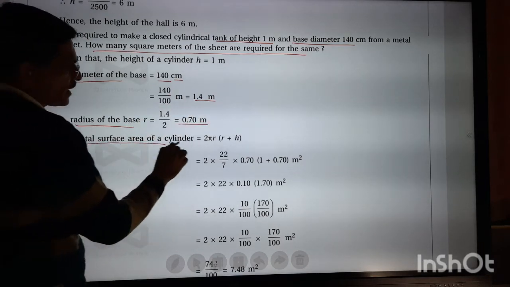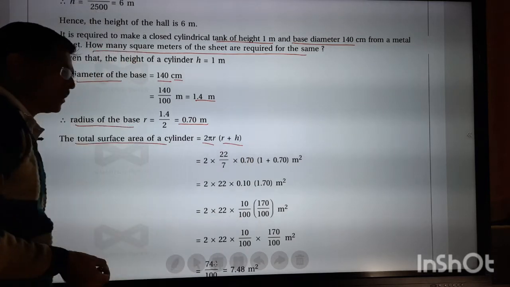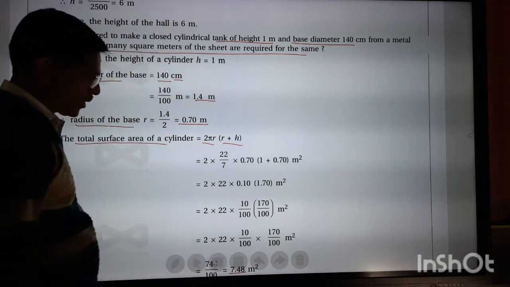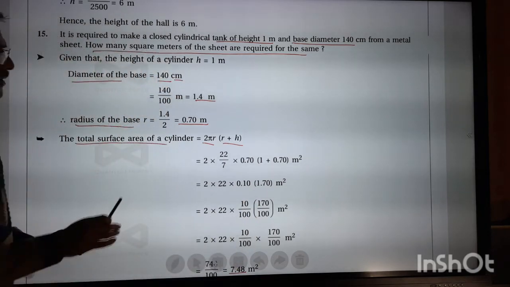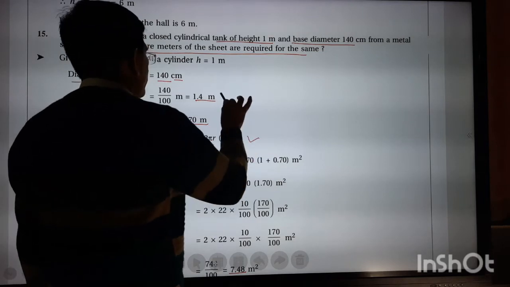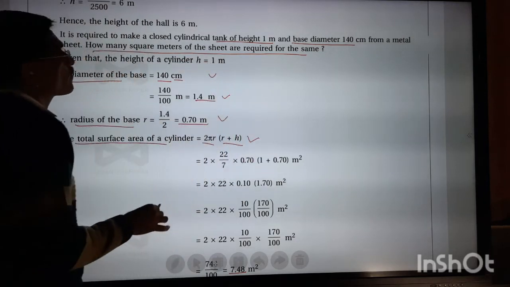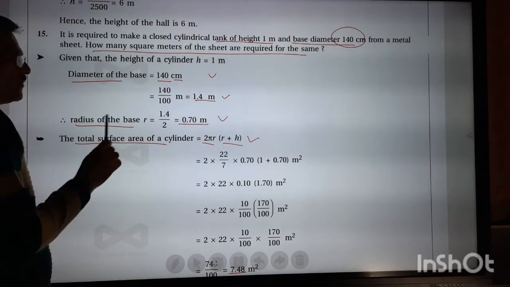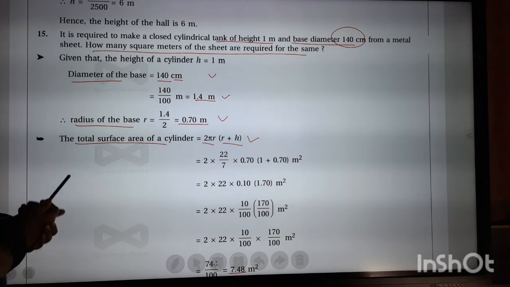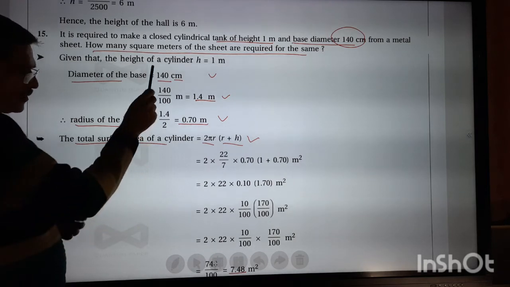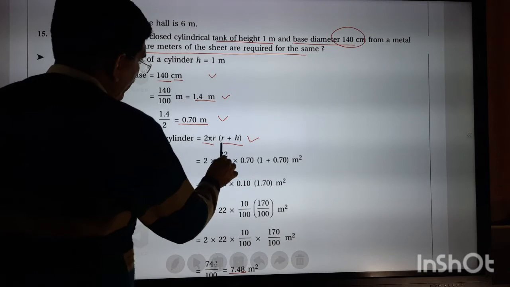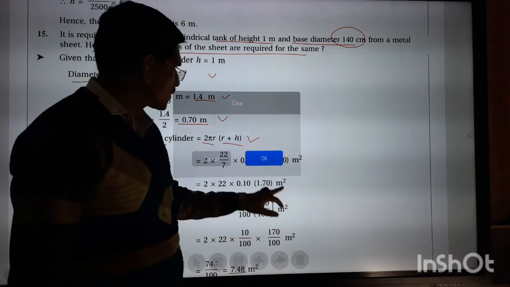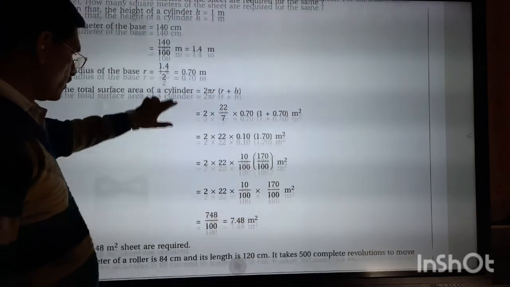Now total surface area is 2 pi r (h plus r). If you put all these values, we will get the answer 7.48 meters square. The important thing is the formula which you use and the conversion you do here, because here 140 centimeter is given and we have to convert it into meter, and put this value in 2 pi r in bracket h plus r. We can get 7.48 meter square. One more sum we have to see now.